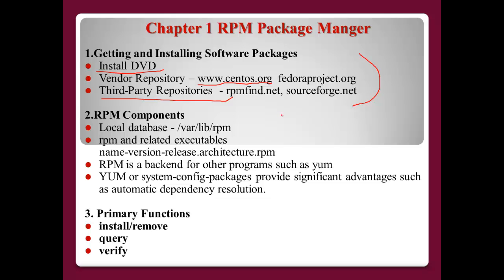Number 2, RPM components. First one, the local database. If we install RPM packages, normally RPM saves this kind of information to this directory. And here we can find all the information about the RPM database we installed so far. And the RPM and the related executables. It means a normal RPM package looks like this. For example, it has the name, version number, release number, and architecture, for example Intel or IBM. And this one is the extension of the RPM packages.